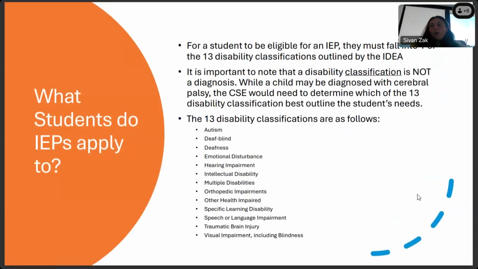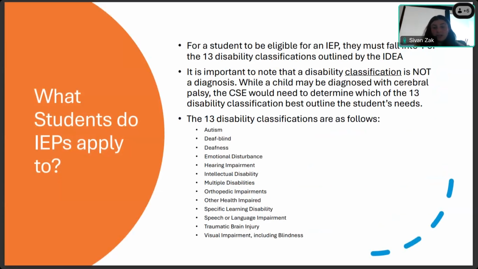Okay, so what students do IEPs apply to? As I was mentioning earlier, for a student to be eligible for an IEP, their disability has to fall into one of 13 disability classifications that are outlined by the IDEA. So it's important to note that this list that you see here is not the only disabilities that your child can have in order to be eligible for an IEP.